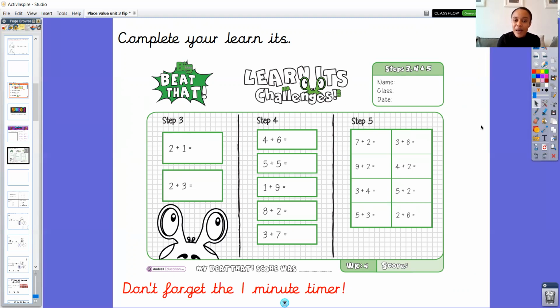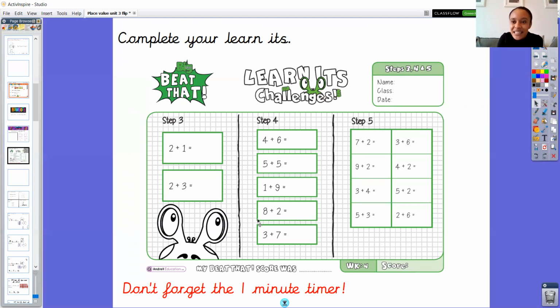So if you have to work them out, that means you need to practice them a little bit more, because 7 add 2, you should just be able to tell me is 9 rather than having to go 7, 8, 9, okay? Remember the step 4 ones, those are our number bonds to 10, aren't they? So we know they're all going to be 10, little clue.